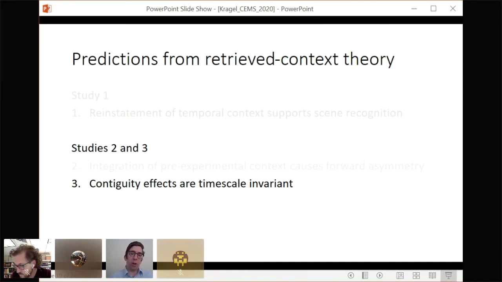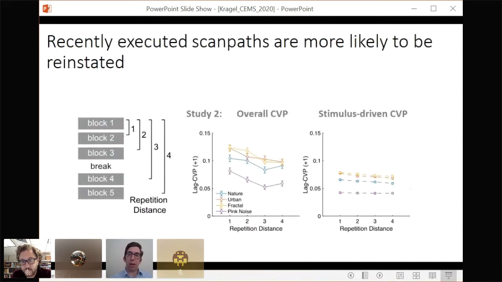Up to this point, everything I've shown you is just within 2 viewing episodes of looking at the same scene. You may have noticed that in studies 2 and 3, all the scenes were repeated 5 times. So how likely are you to reinstate from a more recent as opposed to a more distant episode, in terms of which Scanpaths or sequences of eye movements you're likely to make?